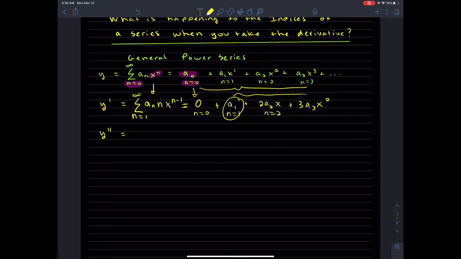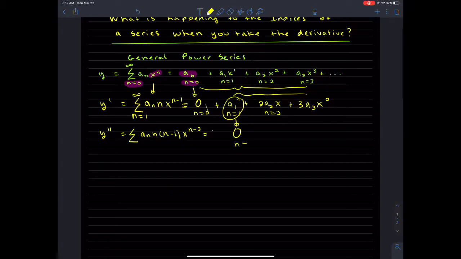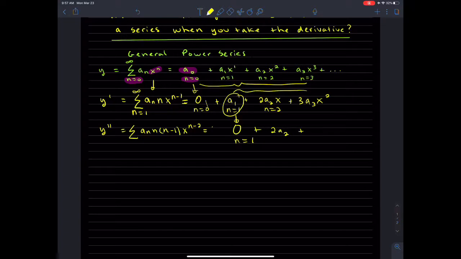y double prime equals a_n, n times n minus 1, and we go down by 1. Of course, there's no term there to take a derivative of, but we're taking the derivative here, and that was our n equals 1. And our 0, 1 did drop off last time. And here I get 2a2 plus 3 times 2a3 x, and it goes on. So we can see our first counter, n equals 1, did drop off because it was a constant, and I get n equals 2 as my second. So that's where I'm going to start this series, at n equals 2.